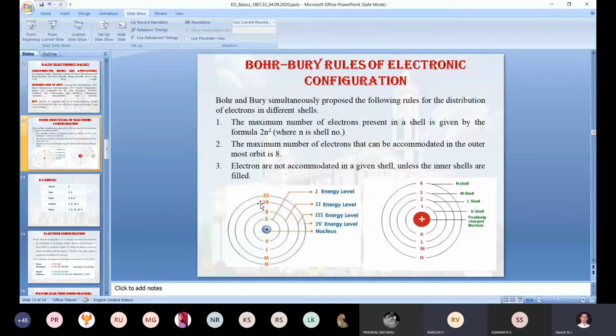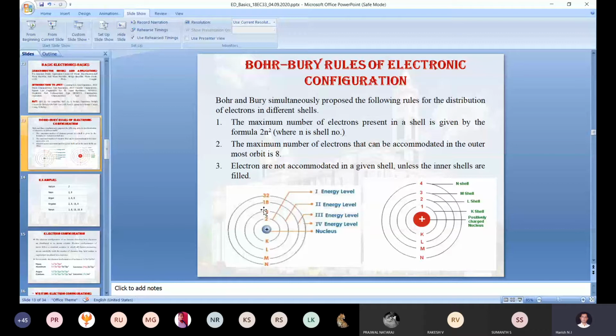Now just cross check the values we already represented in the first orbit, second orbit, third orbit, fourth orbit. As per you, the first orbit consists of only one subshell. That subshell's maximum electron accommodation is 2. It satisfies the first orbit rule. The second orbit consists of two subshells, S and P. S subshell maximum is 2, P subshell maximum is 6. 6 plus 2 is 8.